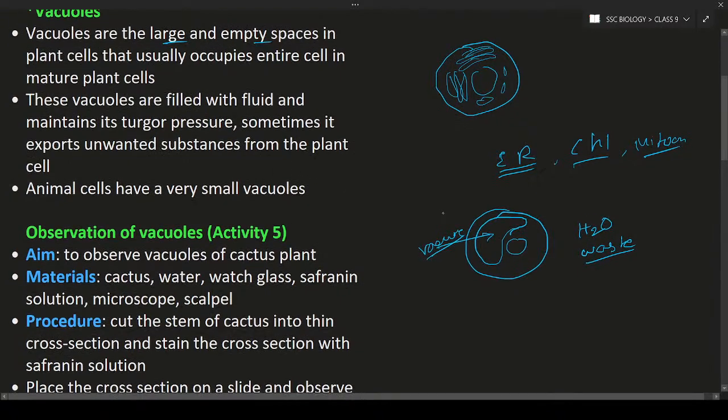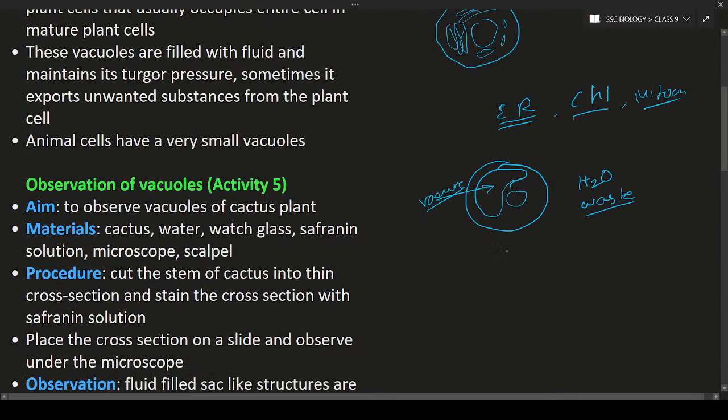So what is turgor pressure? You might have seen that plant cells are tough, and plant cells exert some pressure. Let us consider this is a cell of a plant, with a cell membrane. Above the cell membrane there is a cell wall.